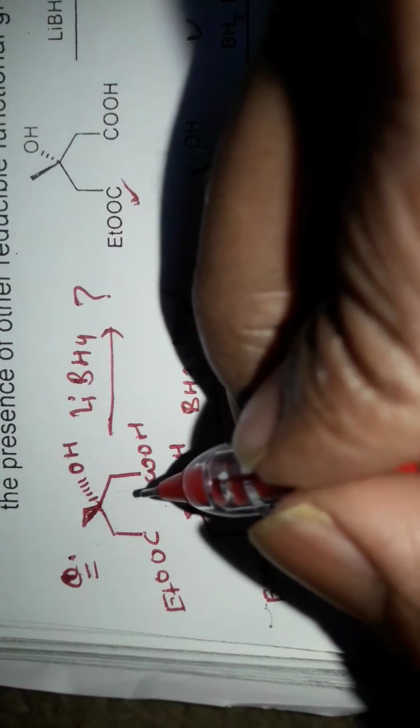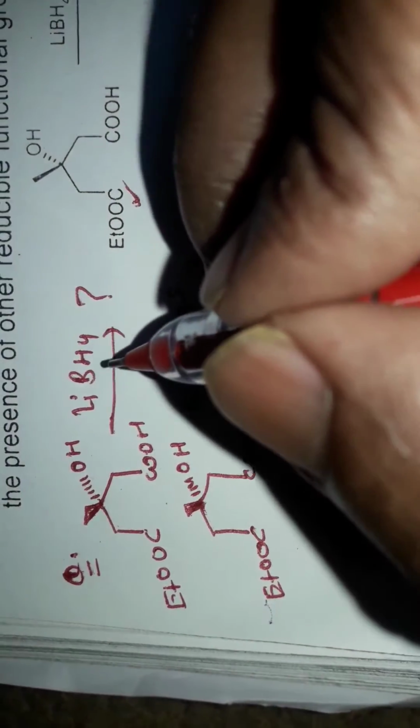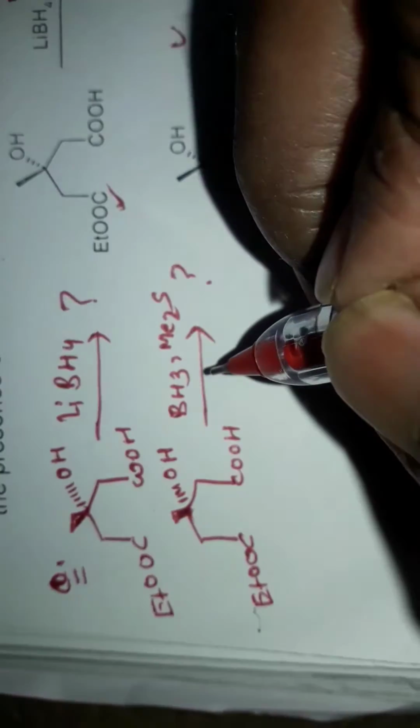One is where lithium tetraborohydride is added, and second is where BH3 and dimethyl sulfide is added, and the starting material is the same here. So if you see, this is the starting material we have shown here.